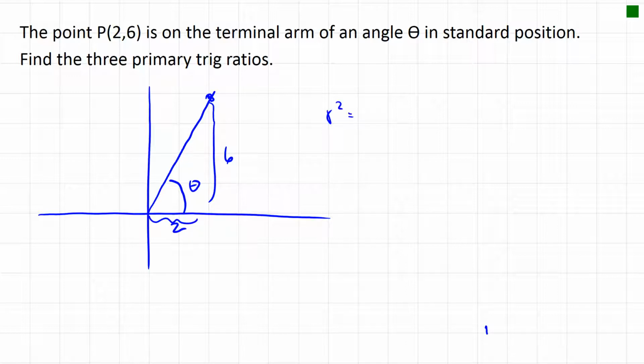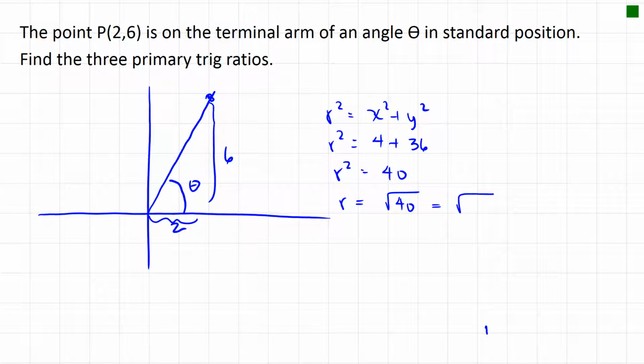So r squared equals x squared plus y squared. So r squared equals 2 squared plus 6 squared. So r squared equals 40. So r is the square root of 40. Now it's a really good habit to simplify radicals, and square root of 40 is the square root of 4 times 10. And the reason I write it this way is because the 4 is a perfect square, so I can pull that out and it becomes 2 root 10.